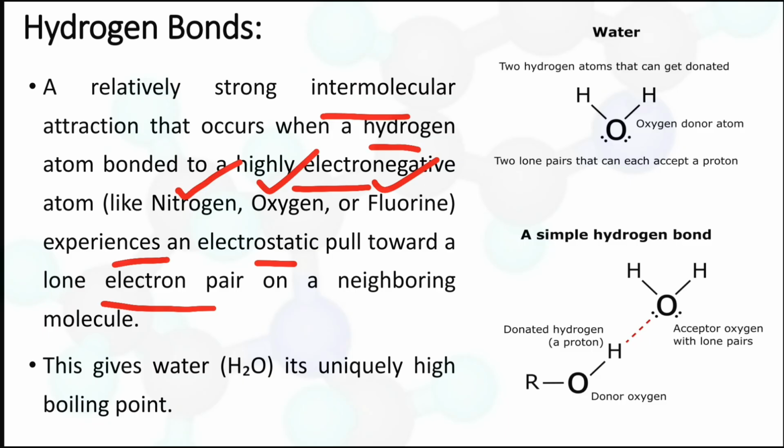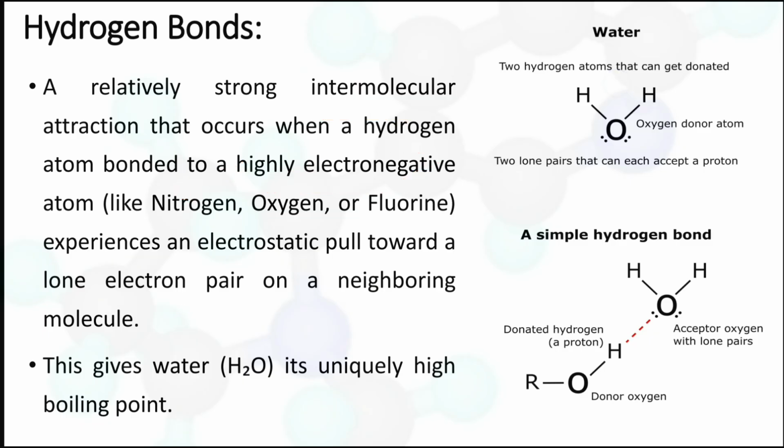And what is electronegativity? Electronegativity is the ability of an atom to pull shared electrons towards itself in a chemical bond. So it is the bond between a hydrogen atom and a highly electronegative atom like nitrogen, oxygen and fluorine. This type of bond gives the water molecule its uniquely high boiling point.